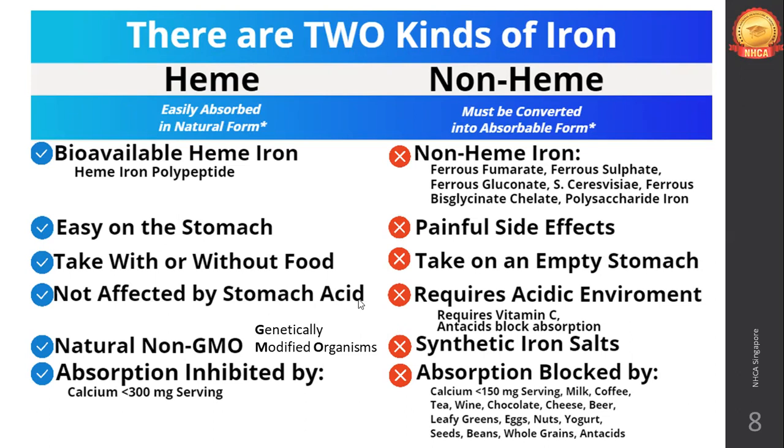Heme iron survives the stomach acid, whereas non-heme iron requires an acidic environment. It requires a good amount of hydrochloric acid secretion in the stomach. It also requires the presence of vitamin C. And if you are taking antacids, which those who suffer from acidity take to reduce the secretion of hydrochloric acid in the stomach, antacids can block or suppress the absorption of non-heme iron supplements.